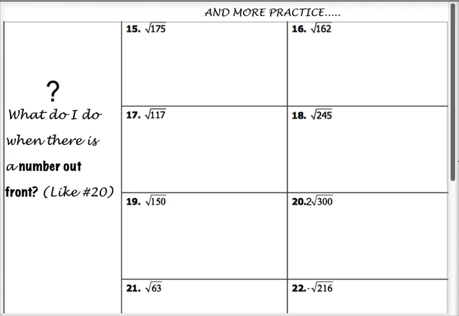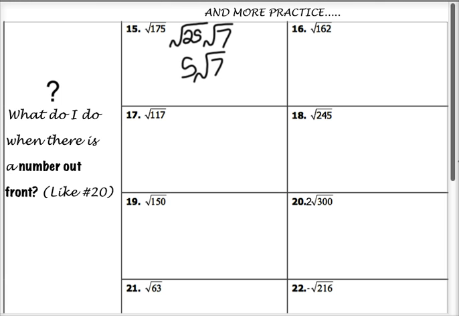So again, now we're starting to deal with slightly bigger numbers. However, you can still focus on the original list of numbers that we were looking at. So 175. While looking at that, I think 25 will probably go into that. In fact, it is 25 times 7. So that becomes 5 square roots of 7.